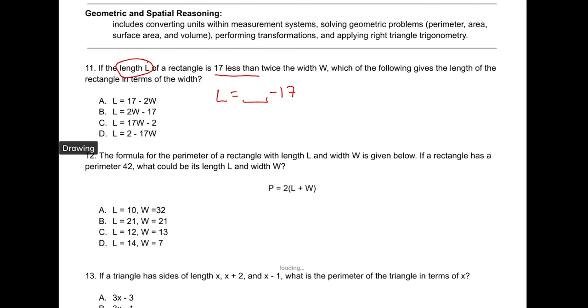So what is it 17 less than? It's 17 less than twice the width of W, so 2 times W. And that's all this question is really asking for. Our answer choice is B. So really the only tricky thing to keep in mind here is the whole less than phrase. That's really the only operation that's going to be written in sort of the reverse order that you would write it algebraically.